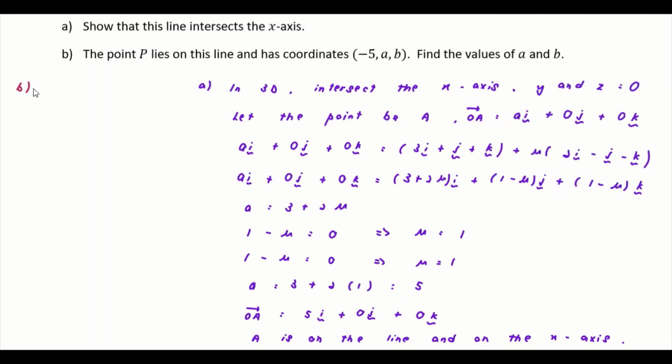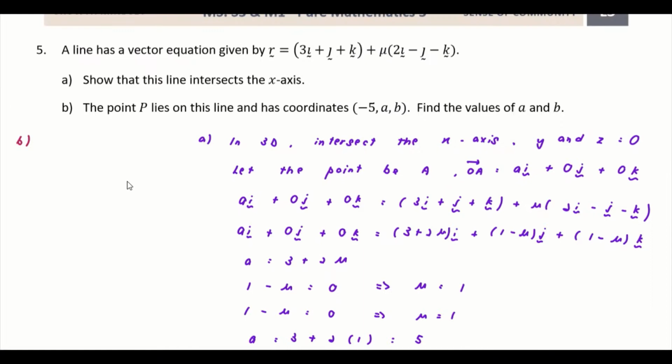For B, the point P lies on this line and has coordinates -5, a and b. The question is to find a and b. It's the same thing, you need to understand how this works. We might need to find mu first. So the position vector OP will be equal to -5i plus aj plus bk.